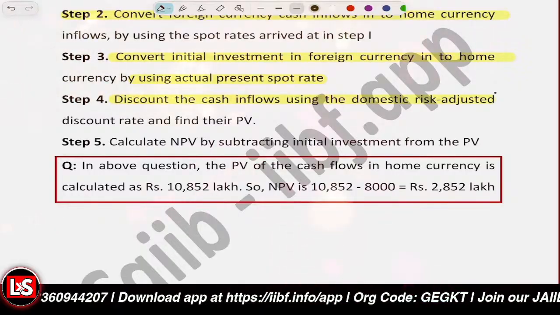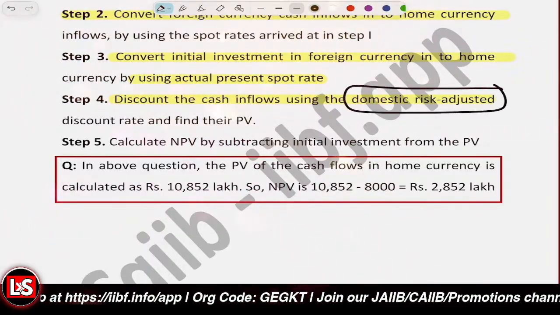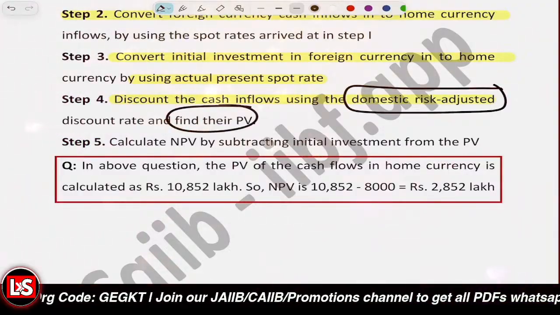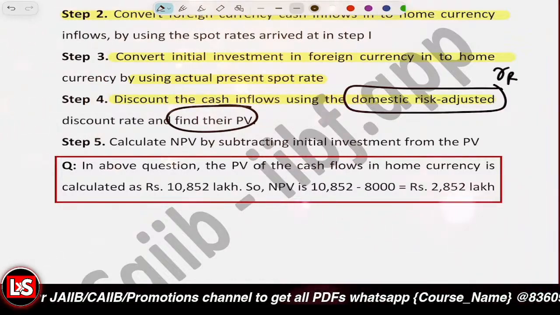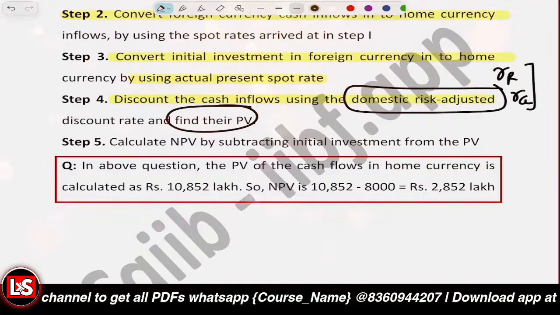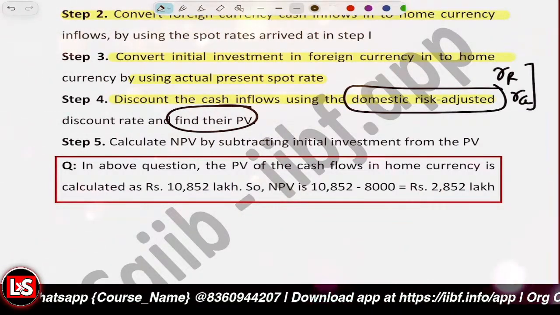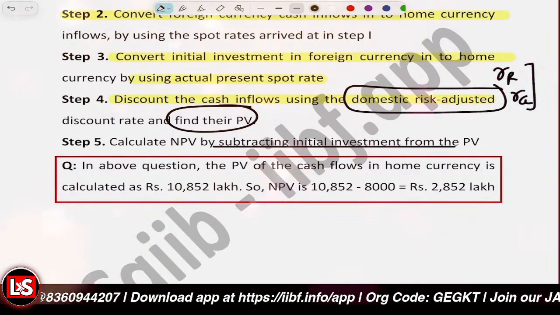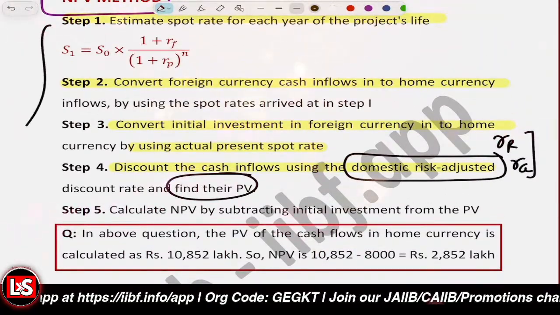Now here you'll be using the domestic risk adjusted rate for discounting purposes, and we are to calculate the present value of the cash flows. We have the risk-free rate for the domestic currency, and the risk adjusted rate for the domestic country. Here we'll be using the risk adjusted rate for the domestic country. Then we'll calculate the NPV by subtracting the initial investment, using the same method we used for the NPV in the previous chapter, after dealing with this mess.